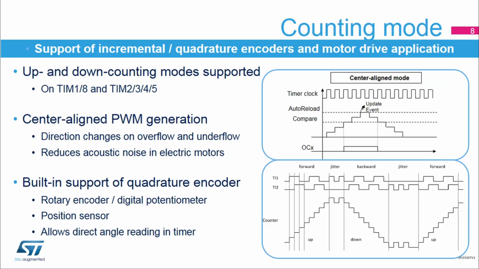Some of the STM32 timers feature up and down counting modes. The advanced control timers 1 and 8 and the general-purpose timers 2, 3, 4, and 5. The counting direction can be programmed by software or automatically managed by the timer in center-aligned PWM mode. In this mode, the counting direction changes automatically on counter overflow and underflow.